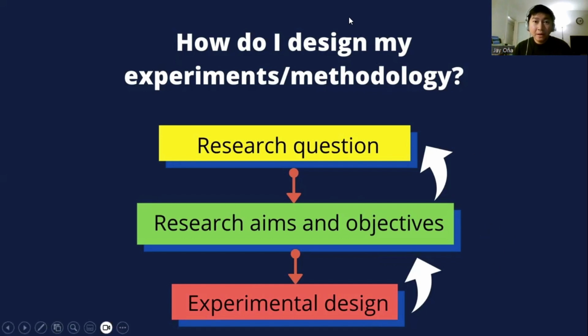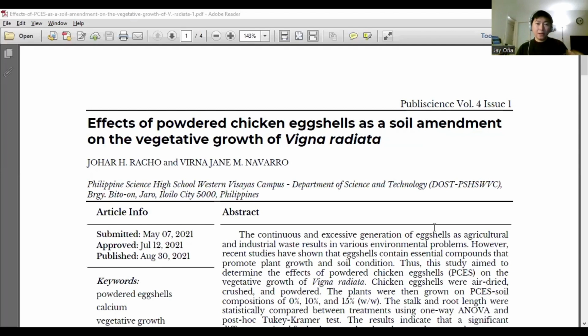Okay, so let me just share an example. Let me just pull this up a little. Okay, so this is one research that came from the Philippine Science High School in Western Visayas, and it talks about the effect of powdered eggshells on the vegetative growth of Vigna radiata, which is your common mungo or mung beans.